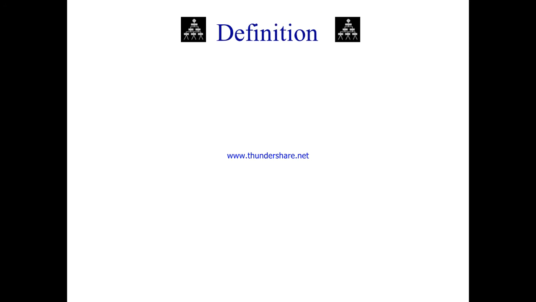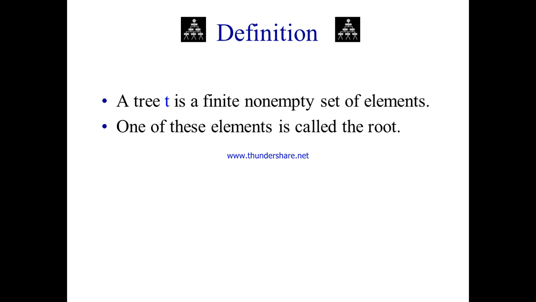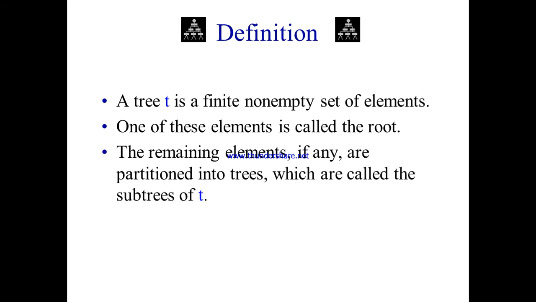Okay, now coming to the definition. How are we going to define a tree? A tree is a finite non-empty set of elements. That means a minimum of one element should exist in a tree. This element is said to be the root node. So it will start with the root node.